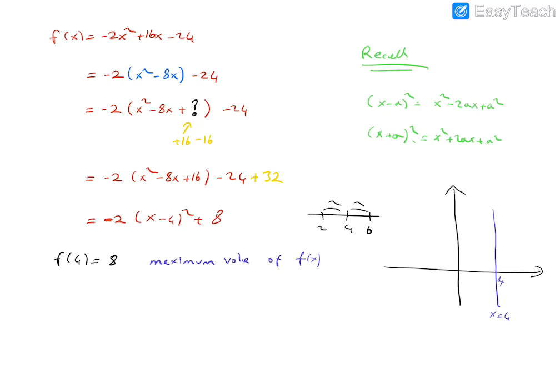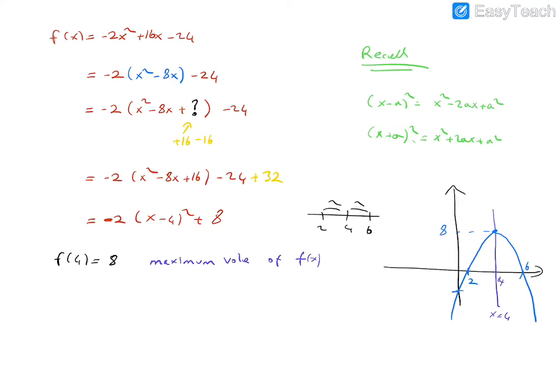So we find the maximum value. The maximum value is 8. So when x equals 4, it reaches 8. So this is the maximum point. And we can observe when x equals 2 and 6, the function value is 0. So the graph looks like this one. Maybe my sketching is not good, but this point is 2, this point is 6. So this is the graph of the function.